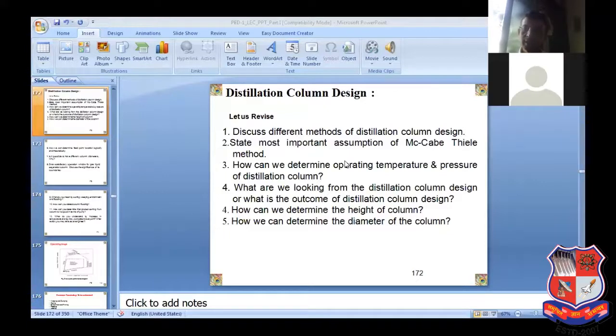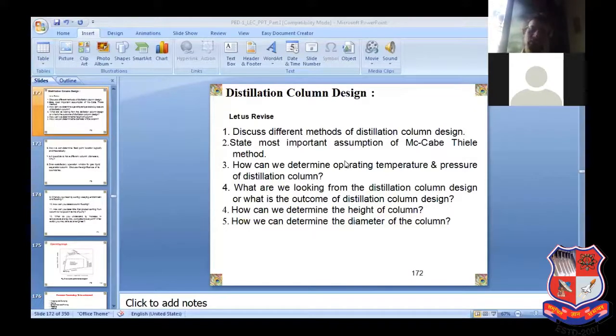Because inside the distillation column, if you look at the T versus XY diagram, you can come to know that separation in a distillation column is only possible when you operate in a two-phase region. Fine, that means within the distillation column, the two phases must exist.